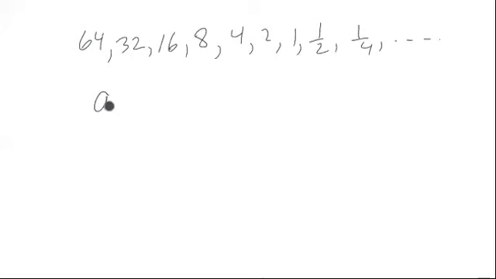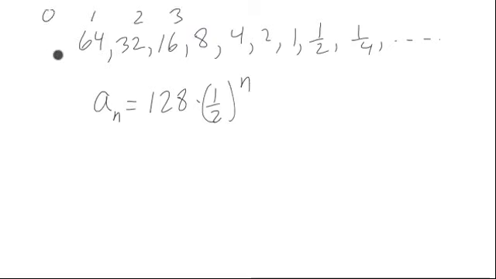So our formula could read as 128 times a half raised to the nth power. What did I do? Well, this is the y-intercept, right? If that's a 1, 2, 3, go back 1 to 0. So 1/2 of 128 is 64.